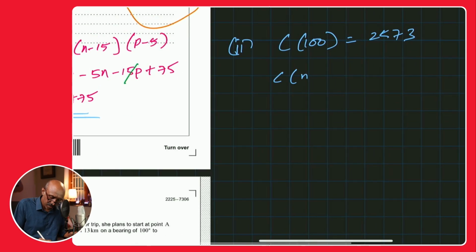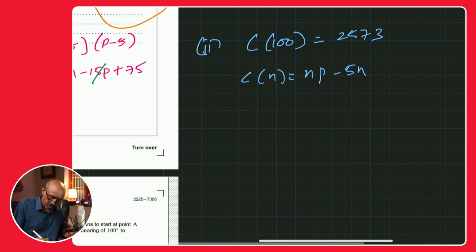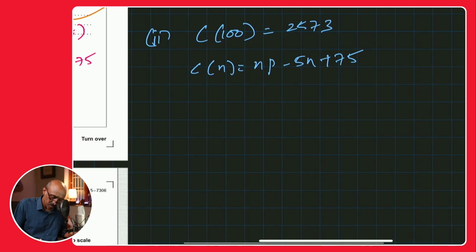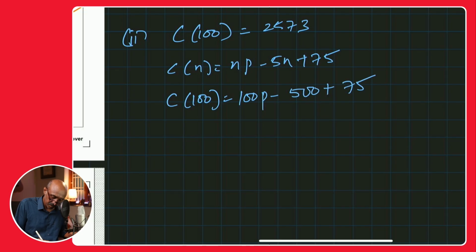So I can write C of n is basically np minus 5n plus 75, and then we can just work it out that way. Just substitute and show your substitution. Show every substitution. So you've got C of 100 must be equal to 100p minus 5 times 100, which is 500, plus 75. This value we just calculated, that is 2573, equals 100p minus 500 plus 75, which should just be 425.